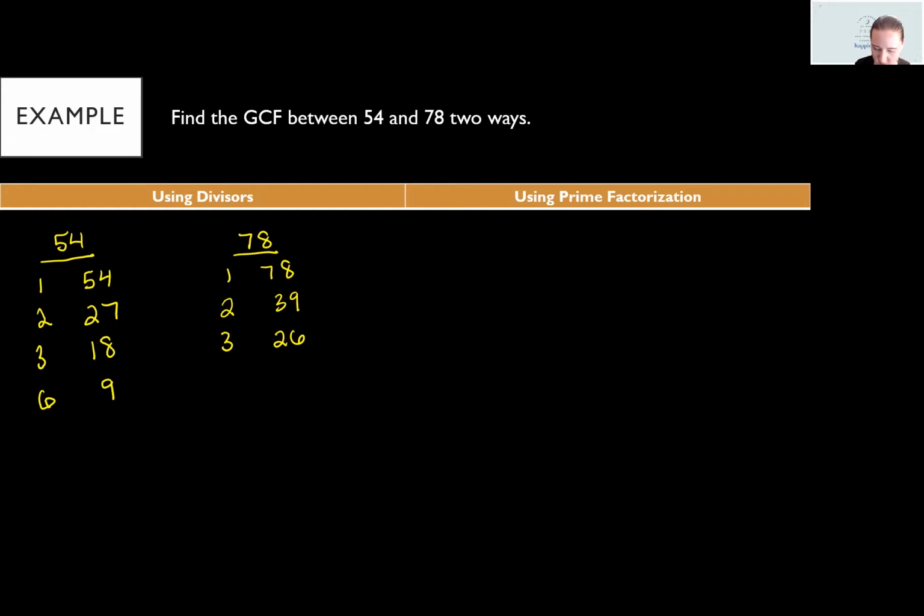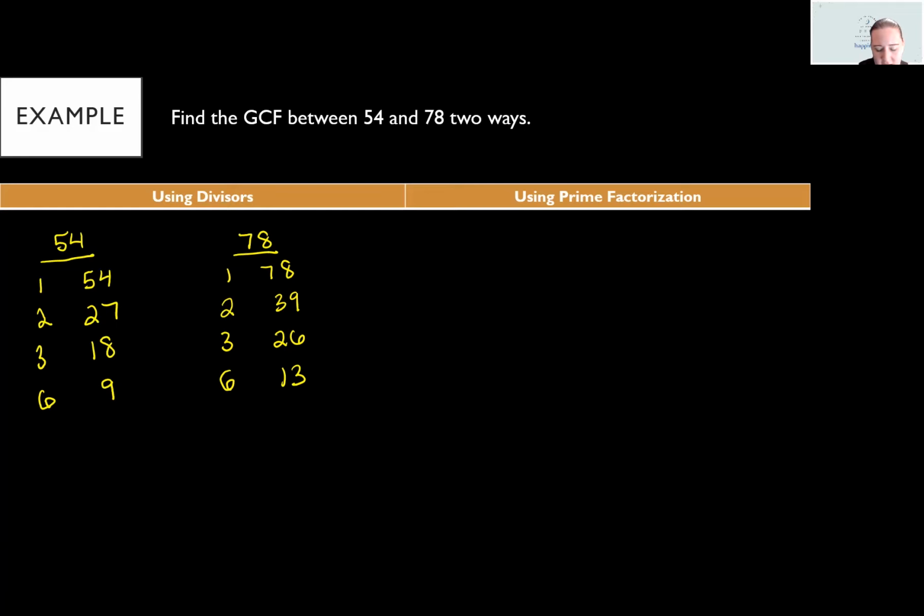Divided by 4 gave me a decimal. Divided by 5 gives a decimal. Divided by 6 gives 13. Let's try divided by 7, decimal. Divided by 8, decimal. Divided by 9, decimal. 10, decimal. 11, decimal. 12, decimal, and then we're back up to 13.